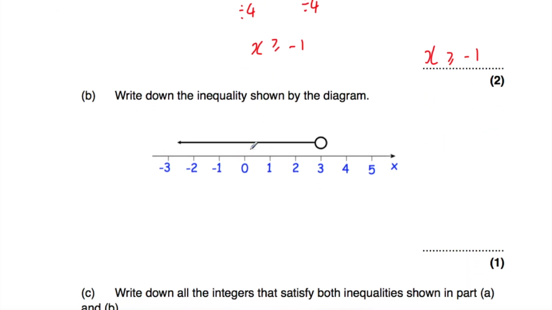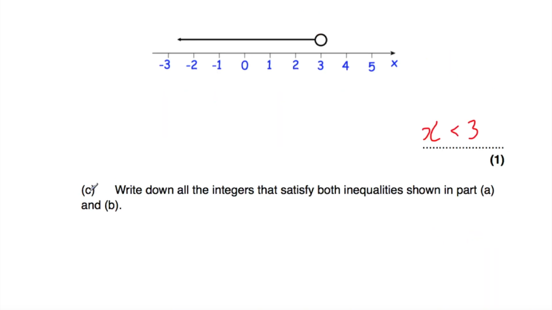Part B says write down the inequality shown by the diagram. So here we've got a hollow circle at 3, so it's going to be less than or greater than. It's not going to be less than or equal to or bigger than or equal to. And here if we have a look at the arrow, it's pointing to the left, so it's pointing to all the values of x that are less than 3, so x is less than 3, and that's it.